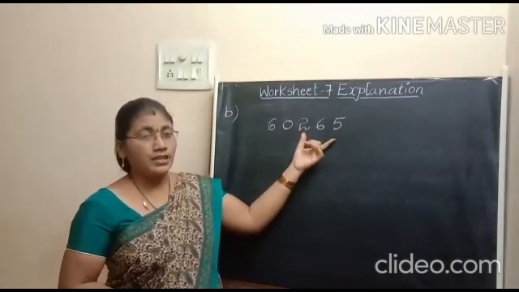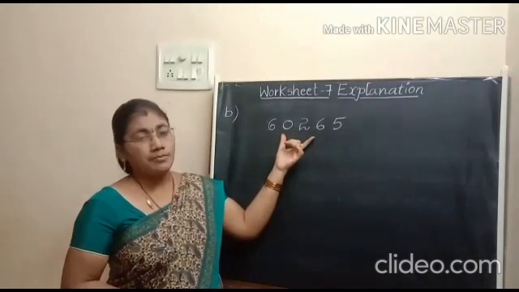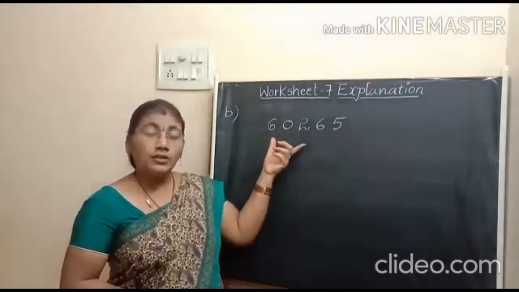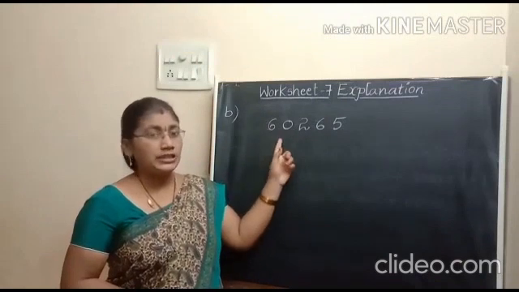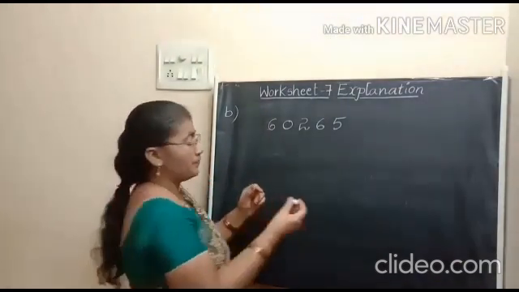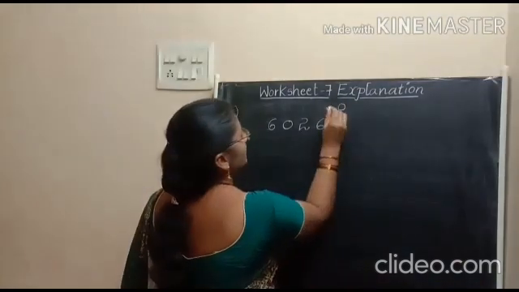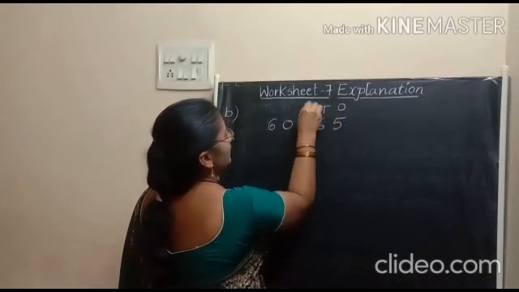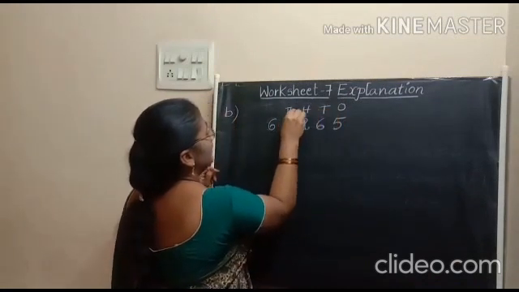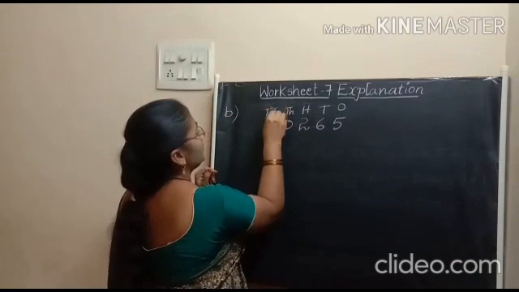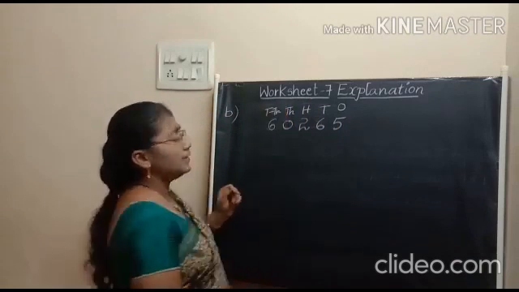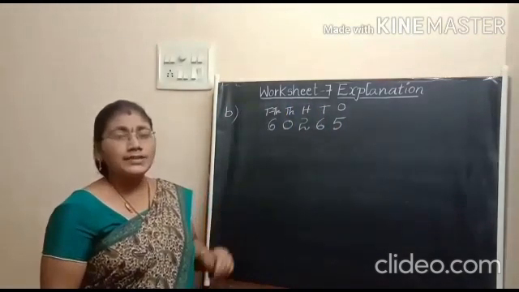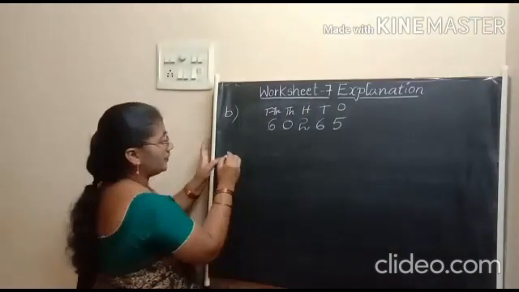The next number is 60,265. This is a 5-digit number. So, we need 5 places to represent these digits. Those are ones, tens, hundreds, thousands and 10,000s. Let us write the expanded form.